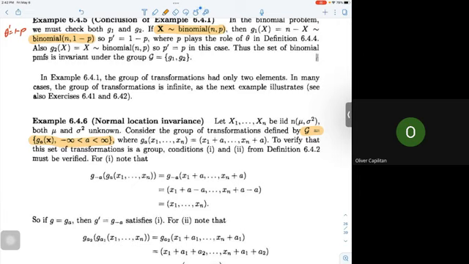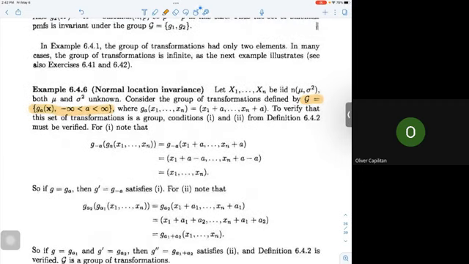So this set is an infinite set. But we're going to verify that this set of functions is indeed a group. So sabi dito, conditions 1 and 2 must be verified. So for 1i, nag-exist ba yung inverse? The inverse? Ano yung inverse ng g of a? If g of a is an element of script G, ano yung inverse ng g of a?